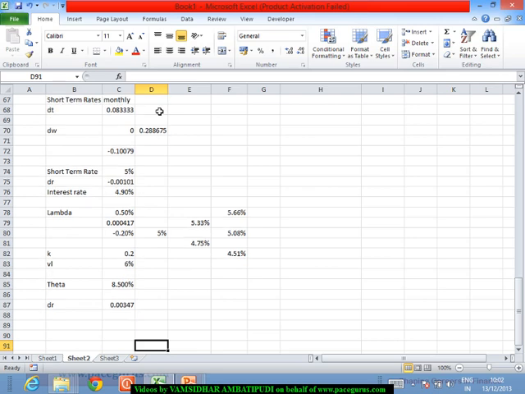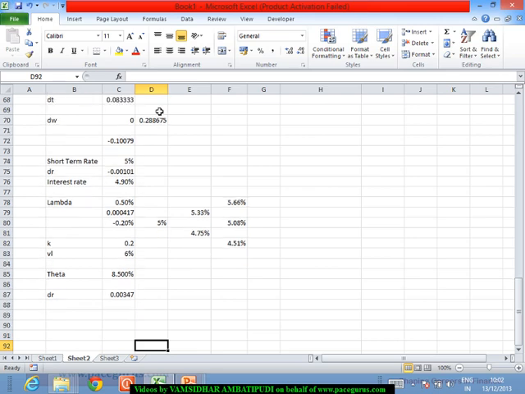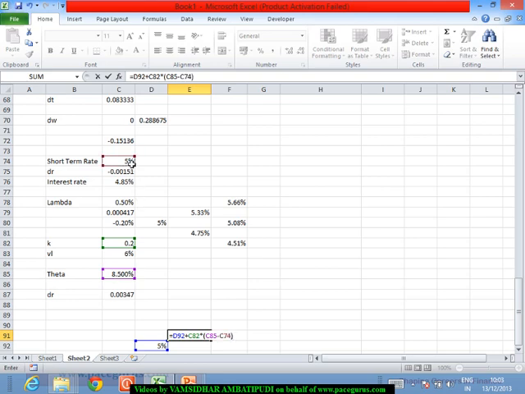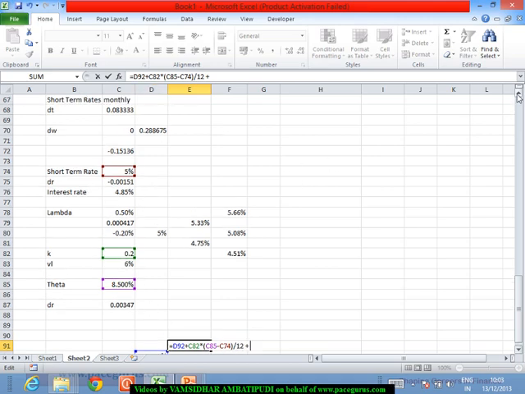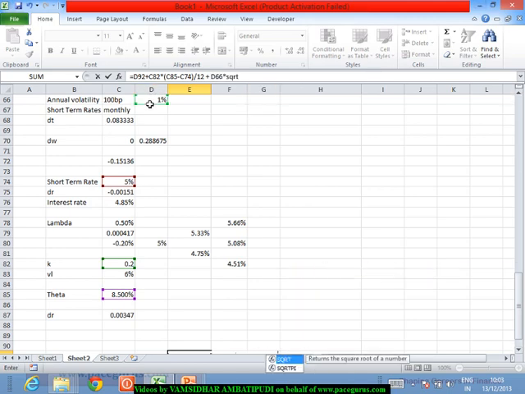So all I can do is start building the tree to understand it much better. It's easier for us to start building up the tree. Initially I am starting with 5%. Now I will increase this 5% based on this DR formula, K times (theta minus R), this entire thing divided by 12, plus sigma root dt. Sigma is 1%, 1% into square root of 1 by 12.